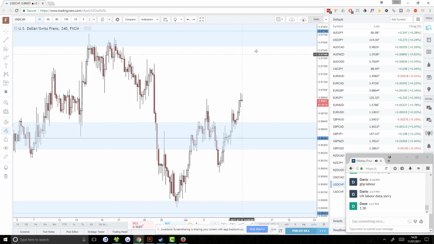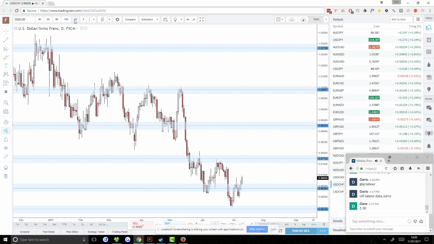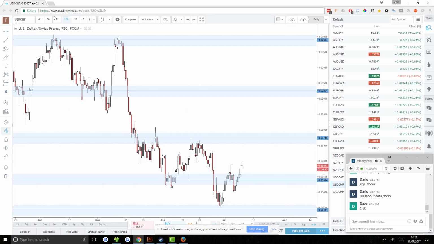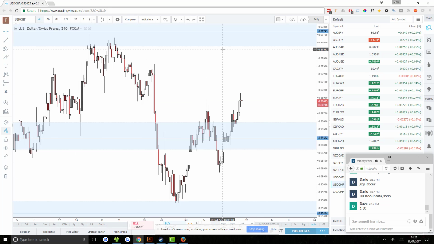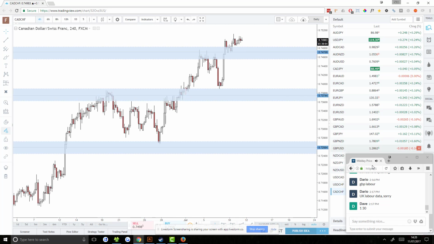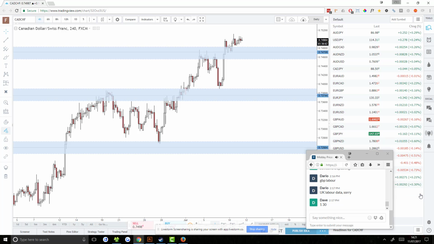USD CHF, it's just kind of trending up, isn't it? Or starting a potential trend up is what I mean. Could be the start of a new trend on USD CHF. Finally, CAD CHF, I don't even know why I have this pair open. I don't trade it, so I'm just going to shut that down.